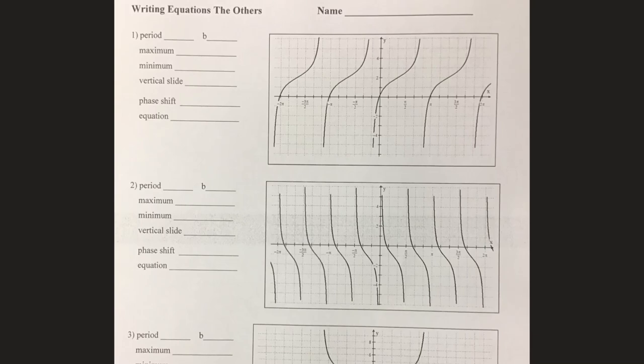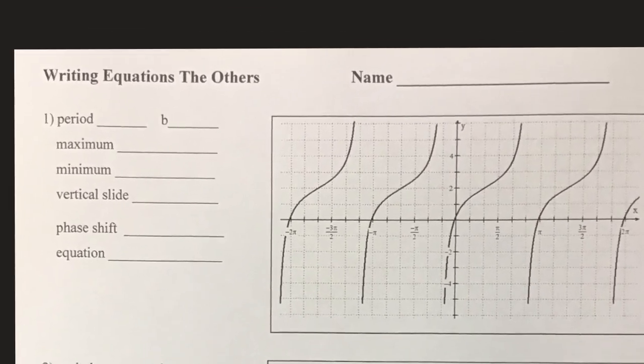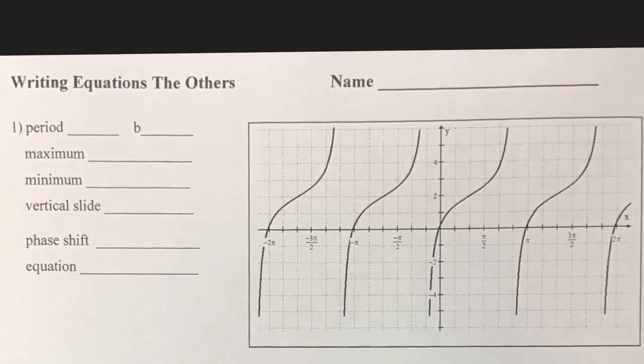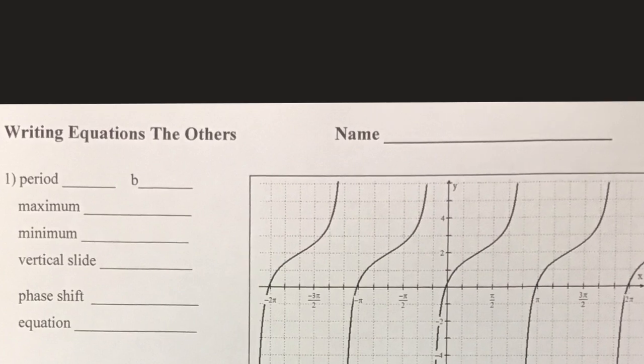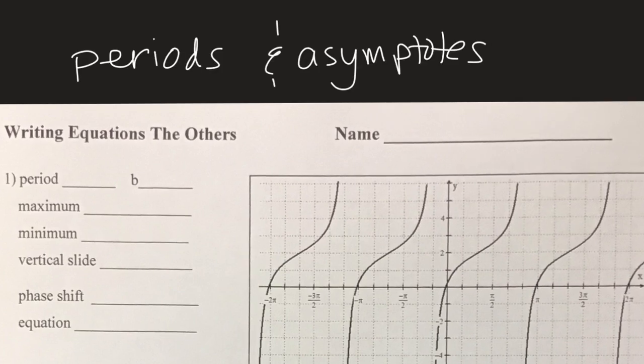Okay, today, my people, we're writing equations from secants and cosecants and cotangents and tangents, right? And part of this is doing the identification of the period and the asymptotes, right? Because all four of those other trig functions, secant, cosecant, tangent, cotangent, they all have asymptotes. So we're going to be identifying the periods and the asymptotes for each of these graphs.